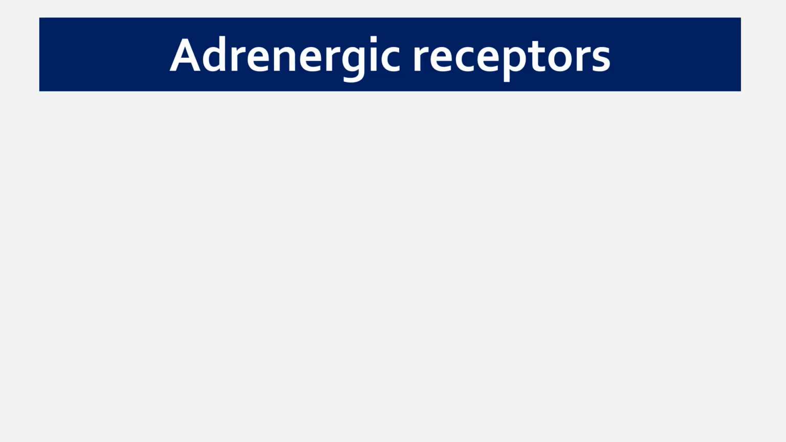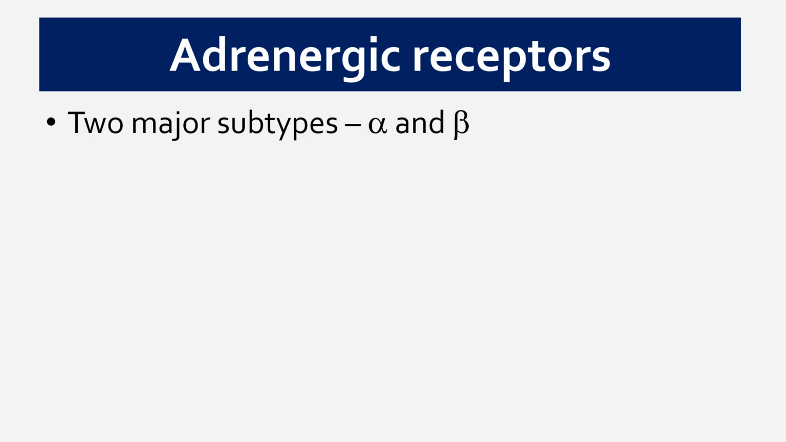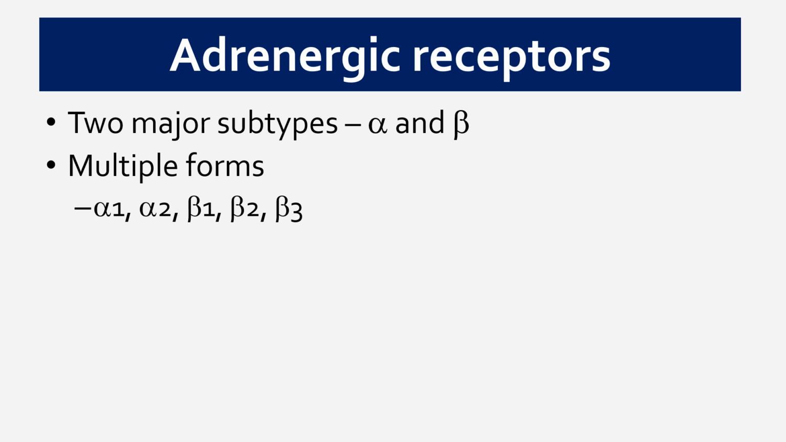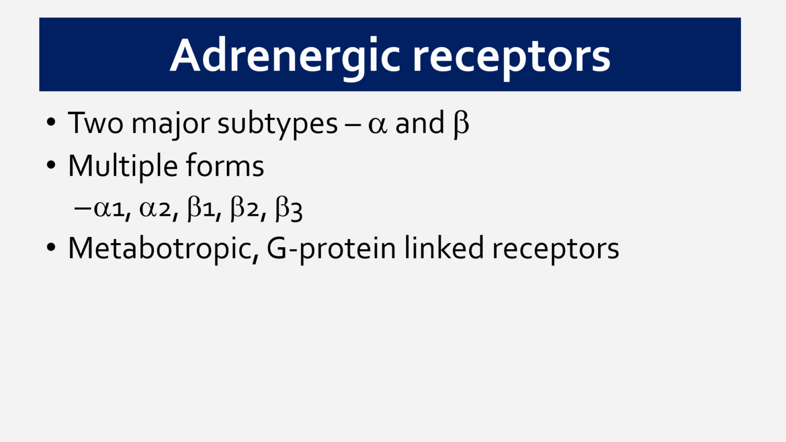Adrenergic receptors come in a couple of basic flavors. There are alpha adrenergic receptors and beta adrenergic receptors, and each of those comes in multiple forms: alpha 1, alpha 2, beta 1, beta 2, and so on. They're all metabotropic G protein linked receptors, which you'll remember from another video means they're not ion channels. They're coupled to intracellular signaling mechanisms. Their effects are a little bit slower, but a little bit more complicated.